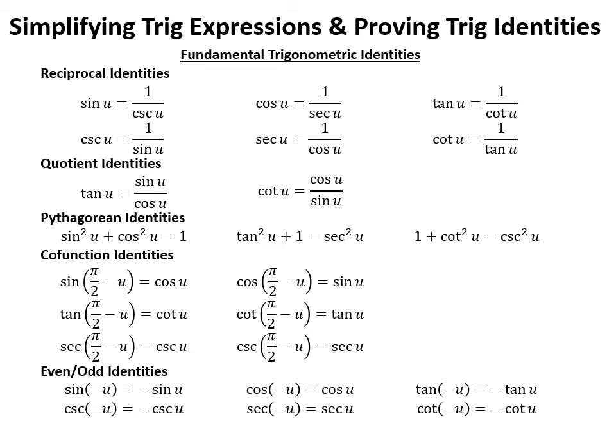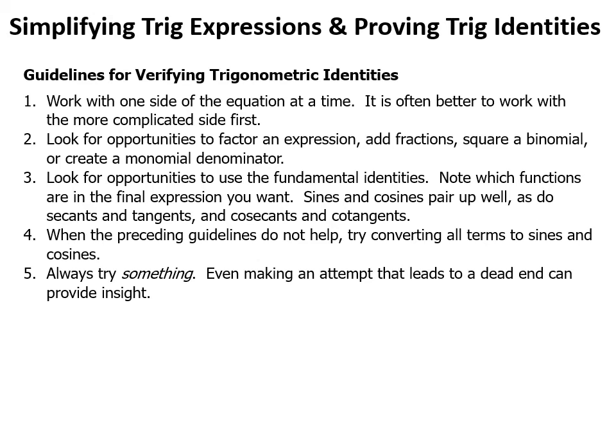Continuing on, reminding us of our identities that we'll be working with, and now we're going to prove some trig identities. Guidelines for verifying trigonometric identities. Work with one side of the equation at a time. It is often better to work with the more complicated side first. Look for opportunities to factor an expression, add fractions, square a binomial, or create a monomial denominator. Look for opportunities to use the fundamental identities.